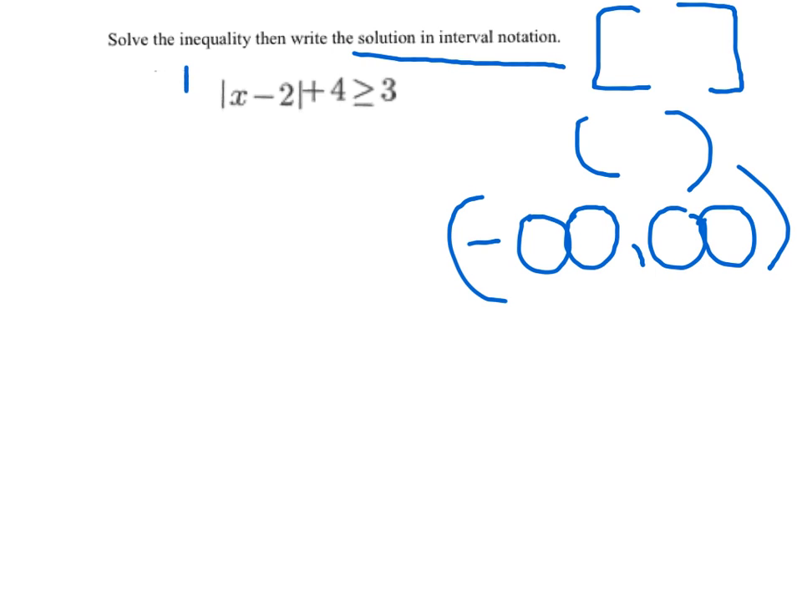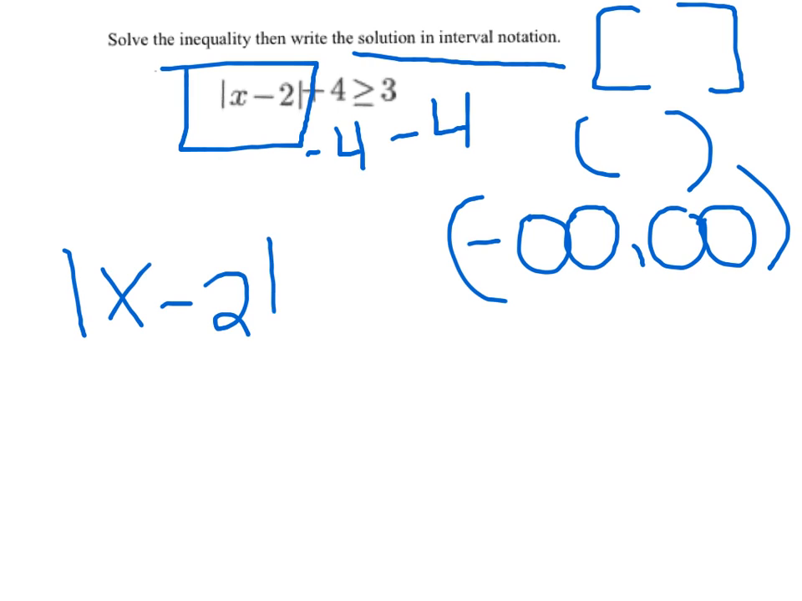The next thing to note about our problem is that there is an absolute value. When we have an absolute value in an inequality, it is just like solving it in an equation. Our first step is to isolate the inequality to one side. In this problem, we are going to isolate the inequality to the left side. So, our first step will be to subtract 4 over to the other side. Whatever we do to one side, we have to do to the other. So our inequality will be x minus 2 is greater than or equal to a negative 1.